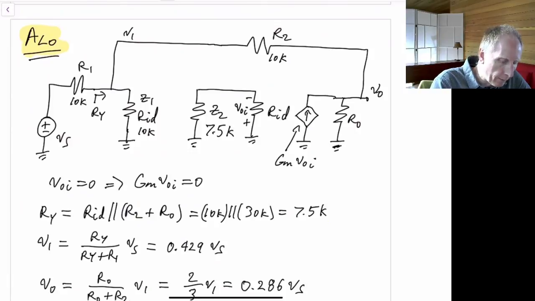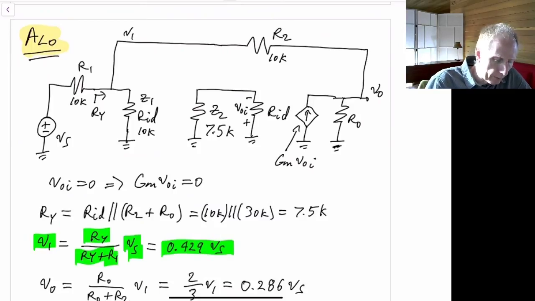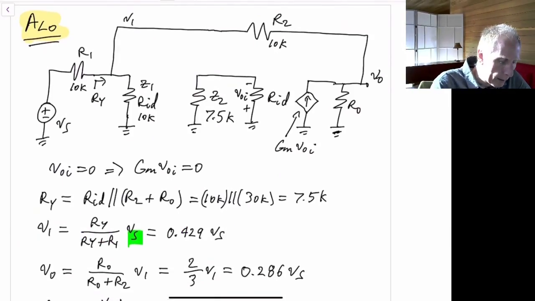We can then find the voltage V1. V1 will be a resistance divider between R sub Y and R1. So we have that V1 is just equal to Ry divided by Ry plus R1 times Vs. So that's equal to 0.429 times Vs. We now know the voltage at V1.